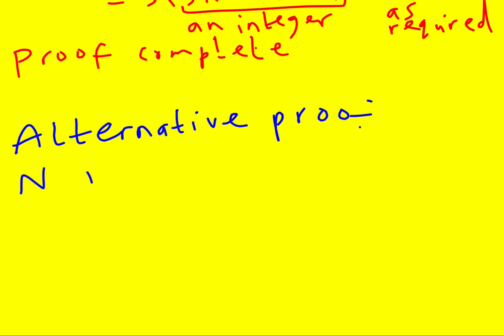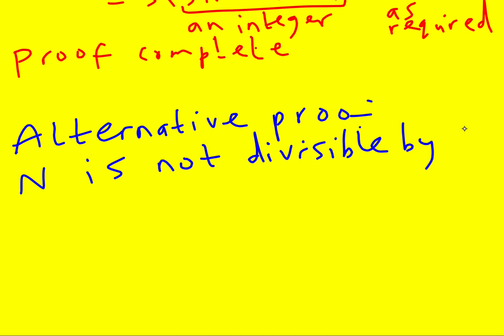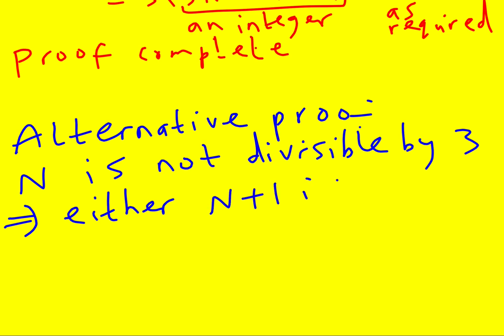Okay, so n is not divisible by 3. This implies either n plus 1 is, or n minus 1 is. Okay, one of those must be the case if n is not divisible by 3.